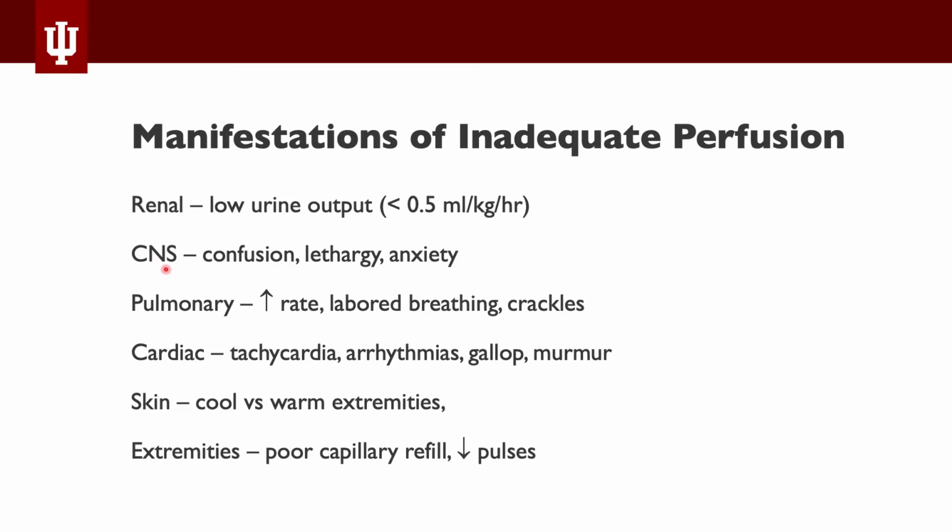The brain, if you're not perfusing the brain, you're going to get someone who's lethargic, who's confused. You might get someone who's anxious because of the metabolic acidosis that's occurring. From a pulmonary standpoint, they're going to have an increased respiratory rate that's related to compensating for their metabolic acidosis. If they're in cardiogenic shock, you might have crackles from pulmonary congestion. In terms of cardiac findings, you'll often see tachycardia, some sort of systolic ejection murmur.